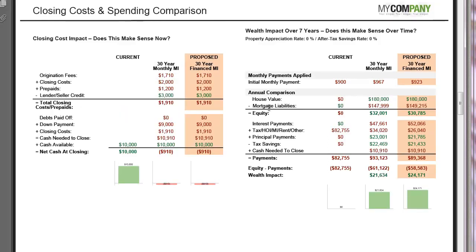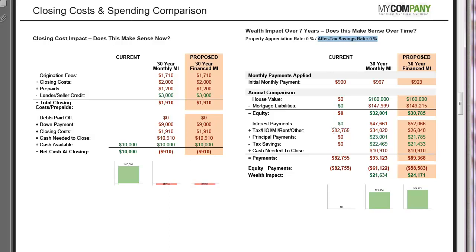If I want to use the 2-page plan, the second page of those 2 pages is going to show my closing costs, and here it's going to break down all my closing costs. You've got $10,000 cash versus coming to the closing table with an extra $910 or $910. And here I can see my wealth impact. Where did that 21 and that 24 come from? Well, the wealth impact is over 7 years, assuming 0 property appreciation and 0 after-tax savings. If you were to go that route, here's what's going to happen.